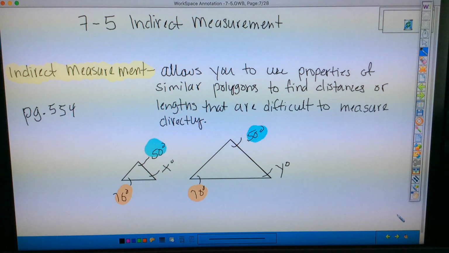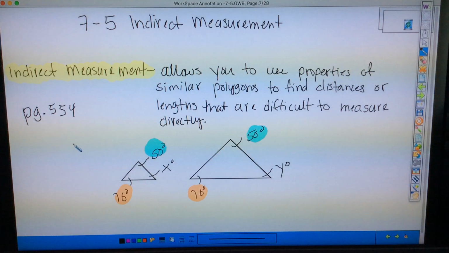Hey guys, we are going to take a look at Chapter 7, Lesson 5 today. It's called Indirect Measurement. There's one vocab word, and it is indirect measurement. The lesson begins on page 554 in the book.